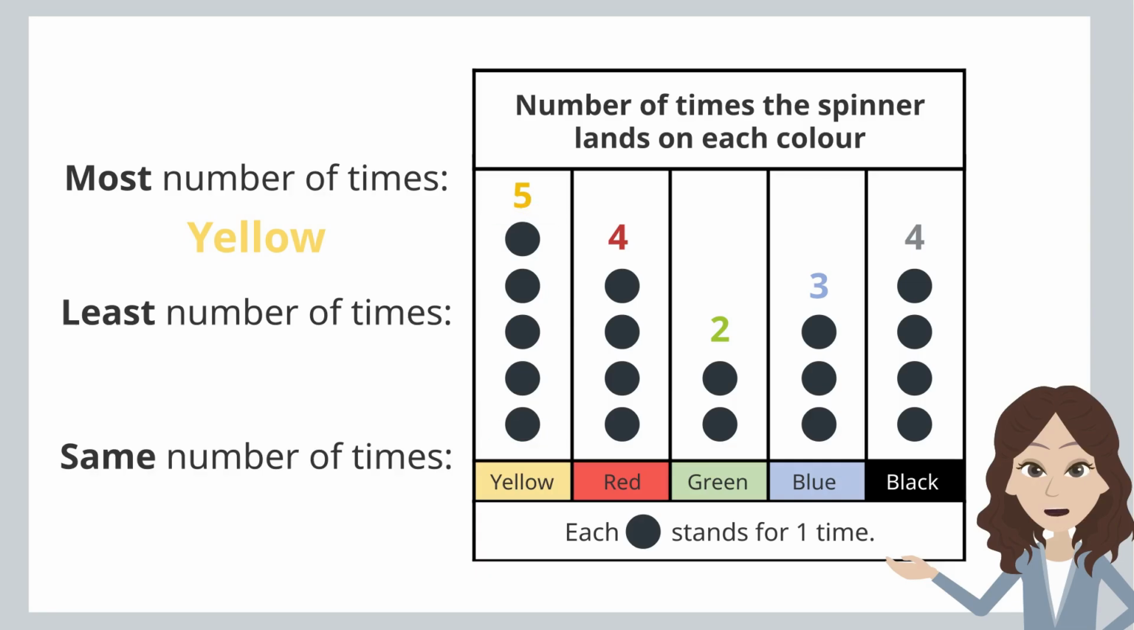Next, we can see that the green column has the least number of circle symbols. So, the color that the spinner landed the least number of times on is green, which is 2 times.